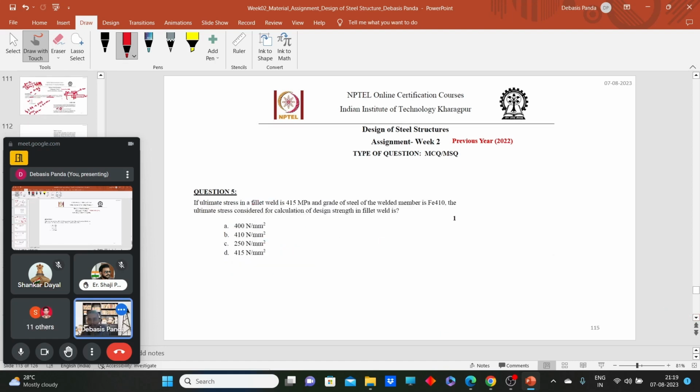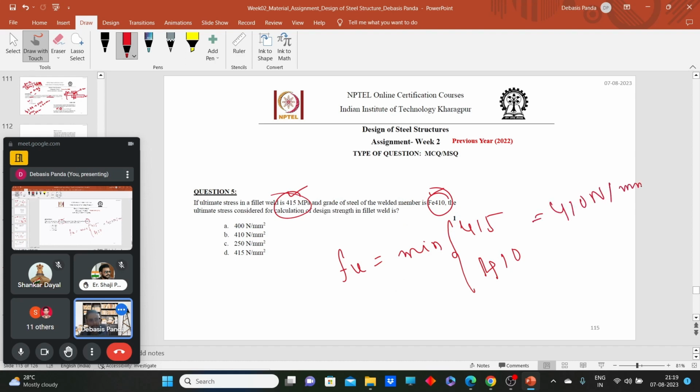Now, if the ultimate stress in a fillet weld is 415 N/mm², and the grade of the steel is Fe410, what should be the design strength? I also told you this parameter. What should be that Fu value? Fu is the minimum of the strength of the parent material and the strength of the deposit material. Here the parent material is Fe410, the deposit material is 415. So what will be that? 410 Newton per square mm. Clear?